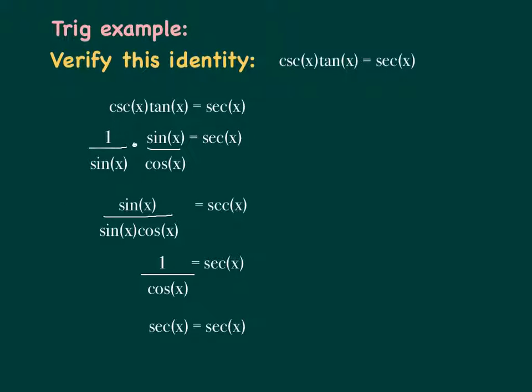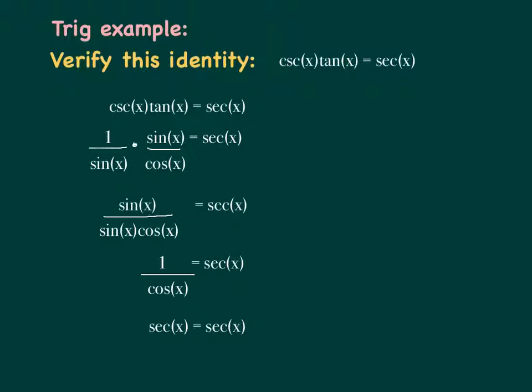Let's look through an example of an identity problem. This one's pretty straightforward. So we're asked to verify this identity that you see up at the top. Cosecant of x times the tangent of x equals the secant of x. Now this is something that we don't already know to be true, but we're asked to show that it is true. So my first tip when you're trying to do this is to work with only one side. And we're probably going to pick the more complicated side. So I'm going to choose the left-hand side, cosecant of x times the tangent of x.